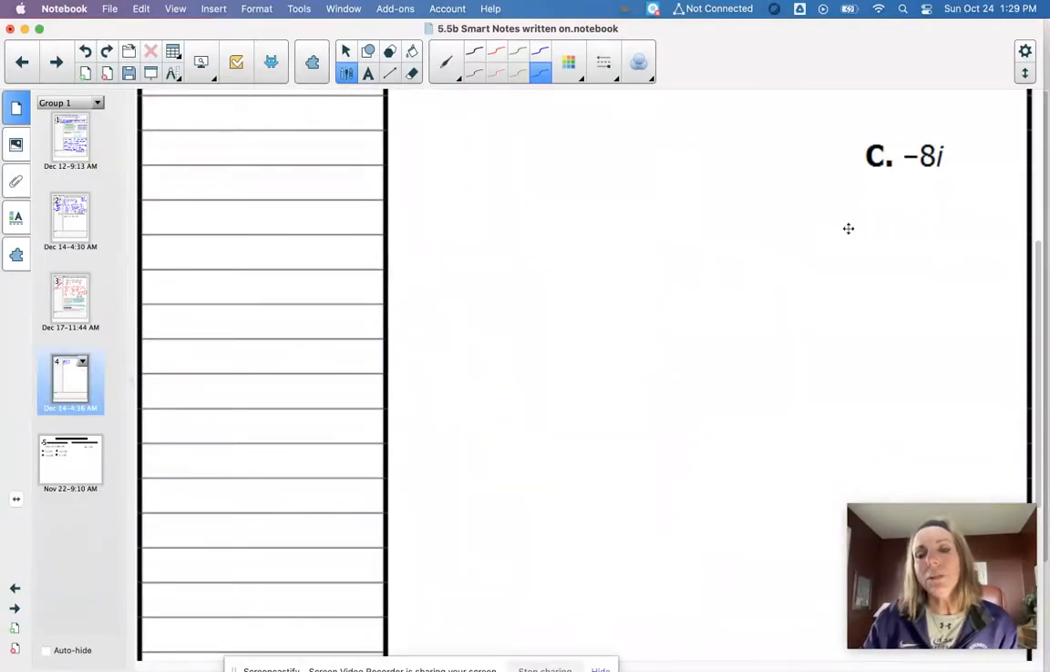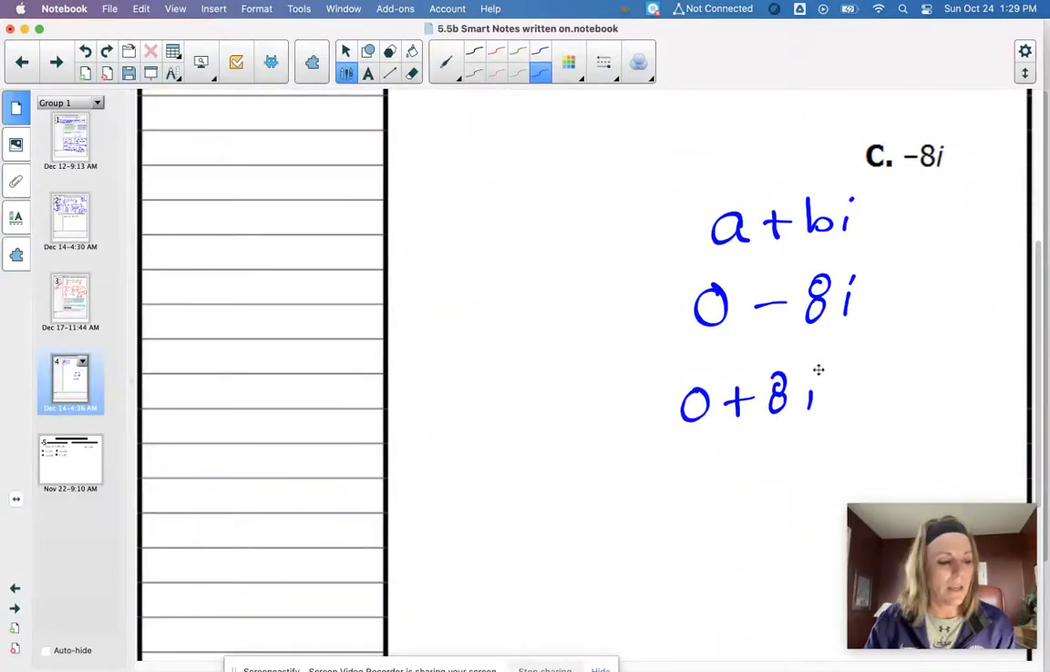Oh, this one's kind of different. Well, if we need it in the form a plus bi, there is no a. So it's really 0 minus 8i. So it's just 0 plus 8i, which means it's just 8i. All we had to do was change the sign in front of the imaginary part to a positive, but I'm just showing you how I got there.